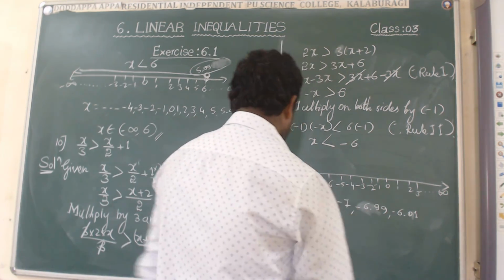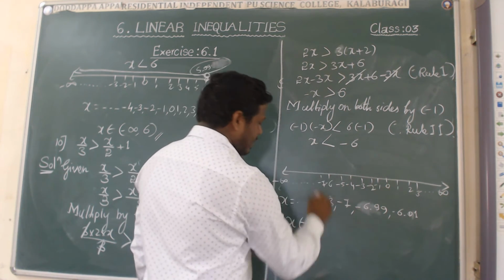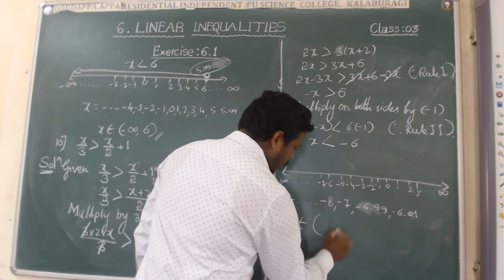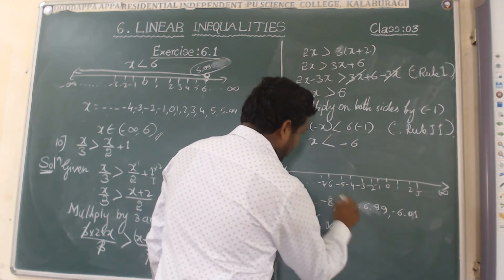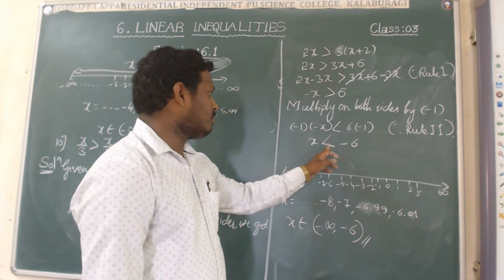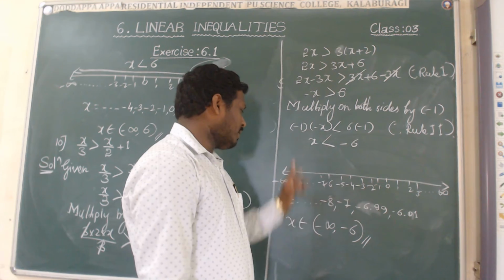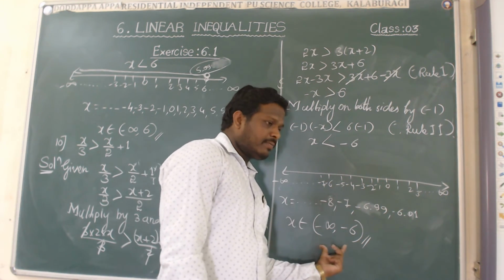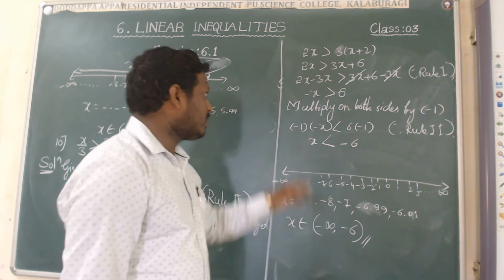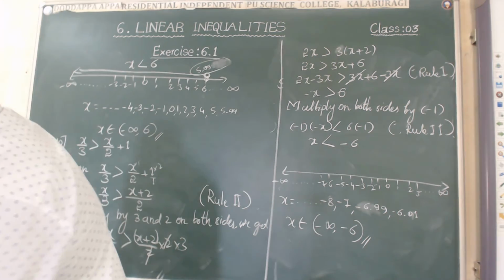So how can we write these values in intervals? Since less than is there, we have to go with an open interval: minus infinity to minus 6, open interval, because this symbol is less than. So that's why this solution will be written using interval in this form. This is the required solution for the 10th question. Getting my point? Okay.